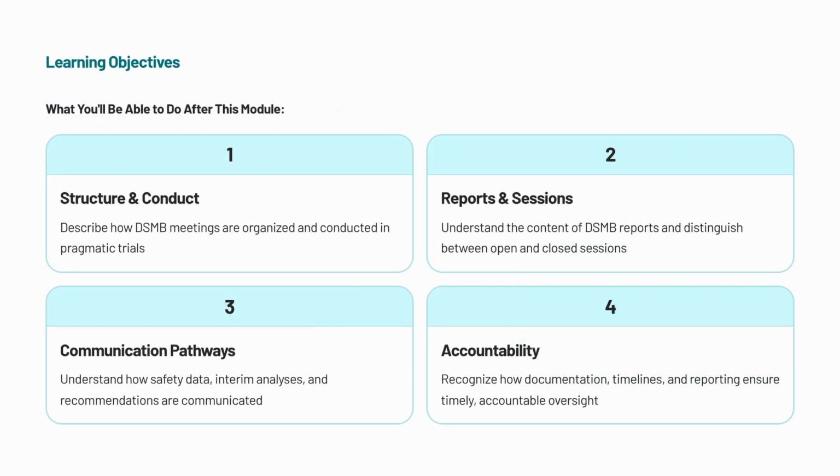To start, here's where we're going. First, we'll look at how DSMB meetings are structured. Next, we'll walk through what belongs in DSMB reports and why the distinction between open and closed sessions matters so much. Then we'll look at communication pathways, like how safety data, interim analyses, and formal recommendations move from the DSMB to the trial team and other oversight bodies. And finally, we'll focus on accountability, including how documentation, timelines, and clear reporting practices keep the process timely, traceable, and credible.